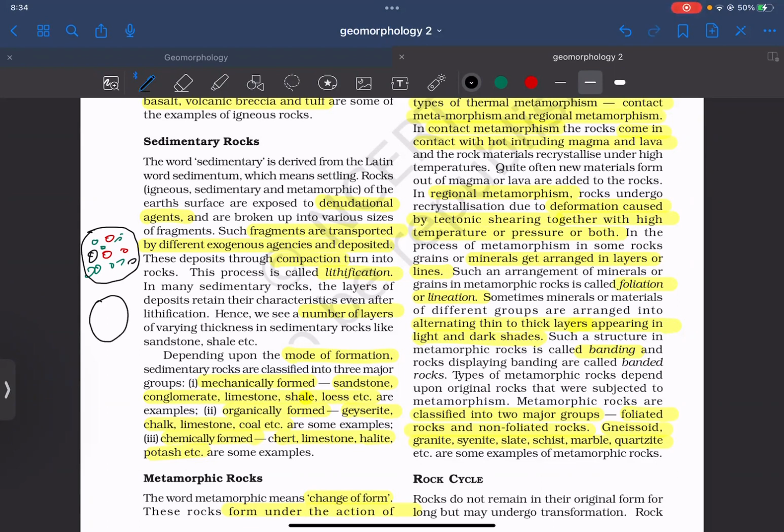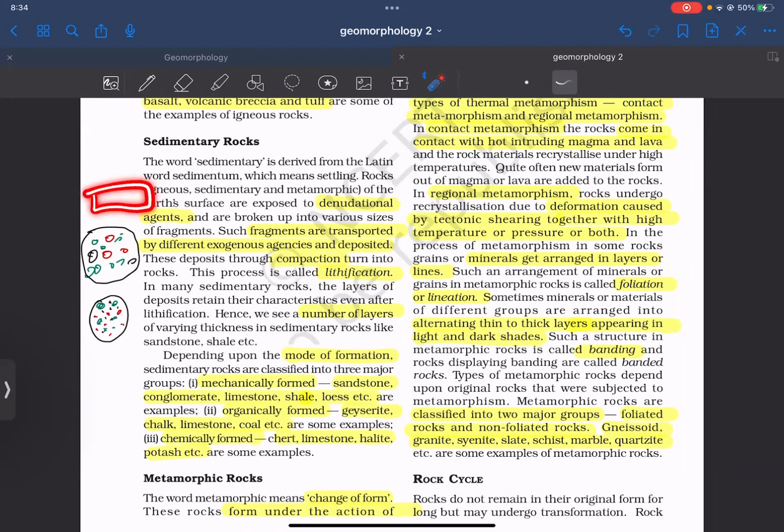and this will lead to formation of rock having different types of minerals, or minerals obtained from different rocks. So such rocks are known as sedimentary rocks. And this process of breaking up of rocks, transporting, and then compaction due to some force, this is known as lithification. Lithification, right?